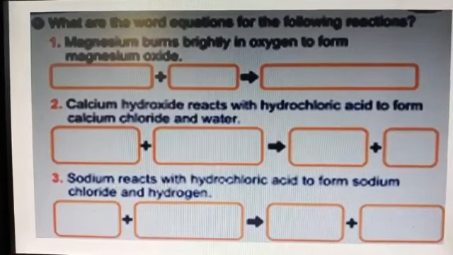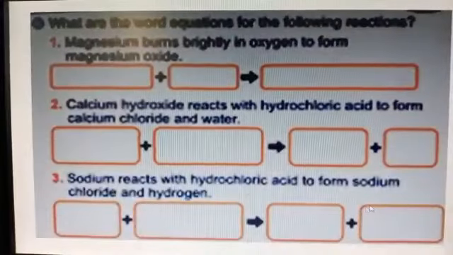Then sodium reacts with hydrochloric acid to form sodium chloride and hydrogen. Out of this, which are the reactants? Sodium reacts with hydrochloric acid. So sodium and hydrochloric acid are the reactants, and sodium chloride and hydrogen are the products. So this much for today.